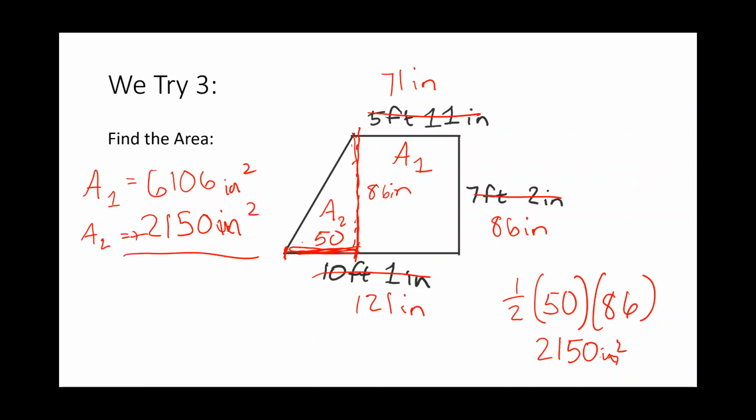Then I add them together. 6,106 plus 2,150 is equal to 8,256 square inches. So that's my total area here. And the problem didn't say we needed to answer it in feet, so we're good to go. If we did want to answer it in feet, we would just convert everything to a decimal in feet at the beginning, and then we'd go on from there.